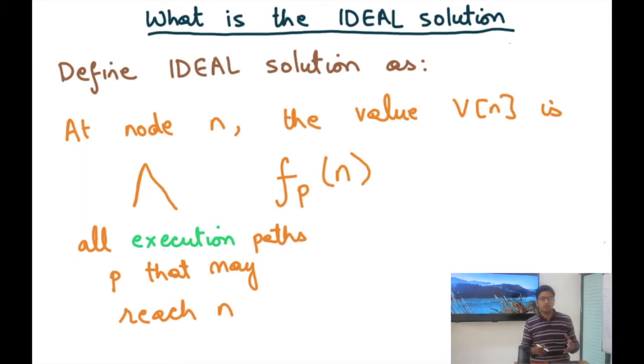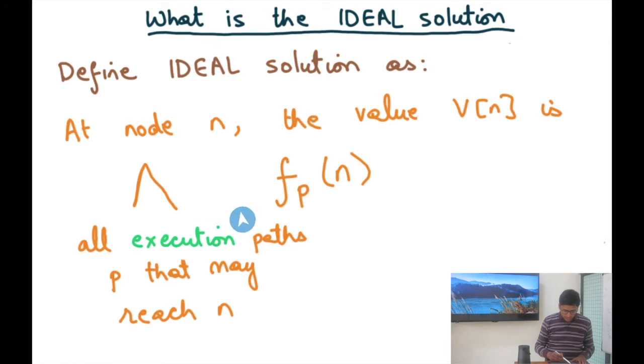That would be the best possible answer, because after all, whatever value I decide for that particular program point, it has to be less than or equal to all the other values that can reach there. And so what is the value that is less than or equal to all the other values that can reach there? It's the meet of all those values. And so that's what this expression is showing. It's a meet over fp of n, where we meet over all p, where p is basically an execution path that may reach n from the beginning, assuming it's a forward DFA.